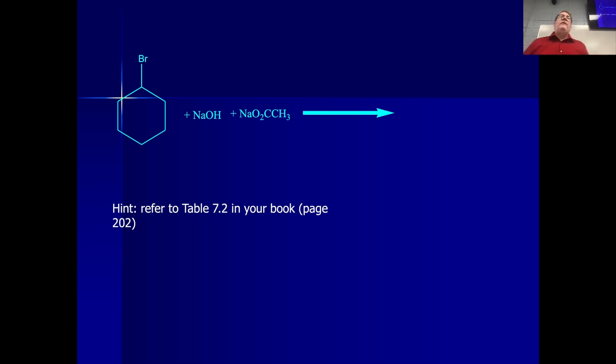All right, folks, which nucleophile is going to win? Which one is the stronger nucleophile, sodium hydroxide or sodium acetate? Sodium hydroxide. We know that that's going to be the stronger nucleophile, right? So the major product is going to be, in this case, what's the product? What functional group do we have? We have an alcohol. We converted an alkyl halide to an alcohol.